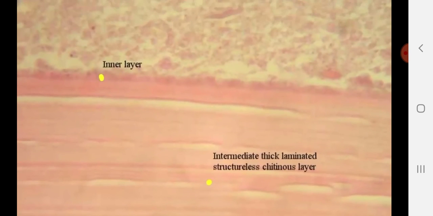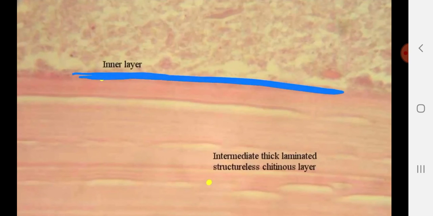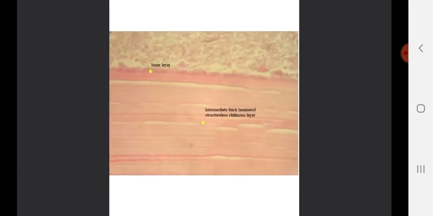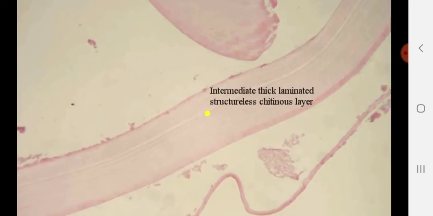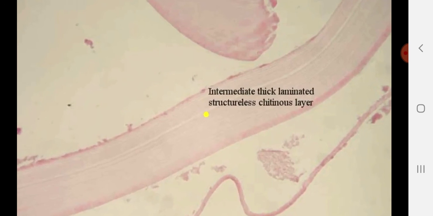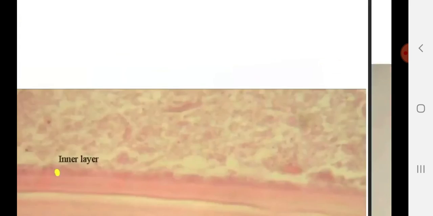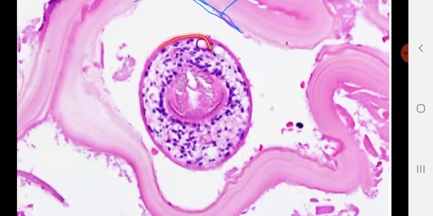Now see another picture. So here it is the inner layer. The inner layer is very thin. Here it is the inner layer, and these are the intermediate layer. You can see this intermediate layer, and in this picture also you can see the thick intermediate layer. And here it is a daughter cyst. You can also see a daughter cyst here, and here it is a daughter cyst. Okay, so this was the hydatid cyst.